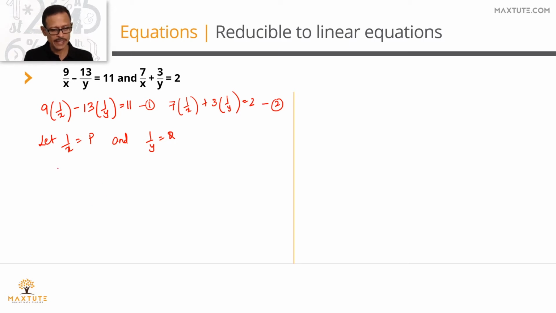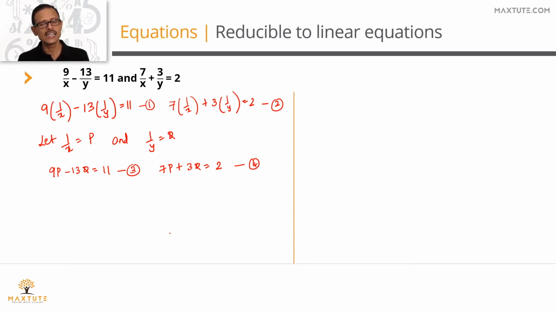So 9 into 1 by x becomes 9p, minus 13 into 1 by y becomes minus 13q. This is equal to 11. Let's call this rewritten version equation 3. Let's do the same thing with equation 2. 7 into 1 by x becomes 7p, plus 3 into 1 by y becomes 3q. This is equal to 2. Let's call this equation 4.